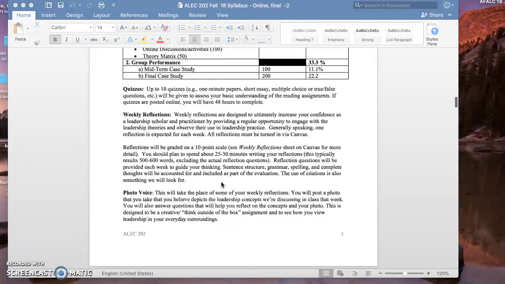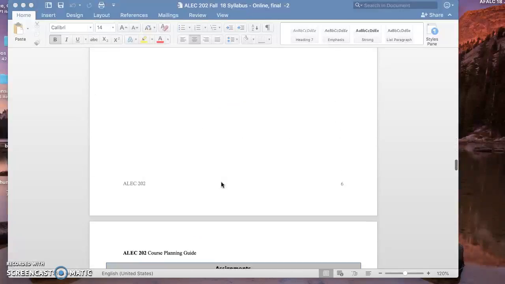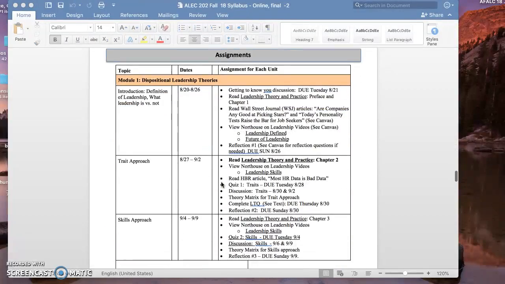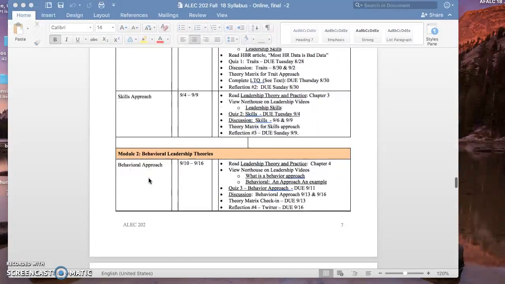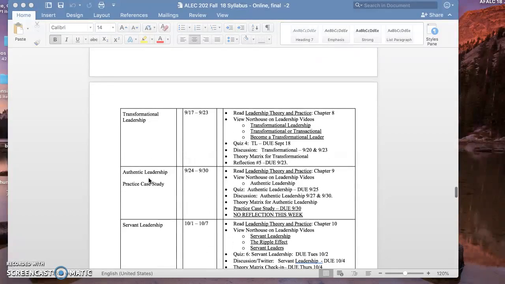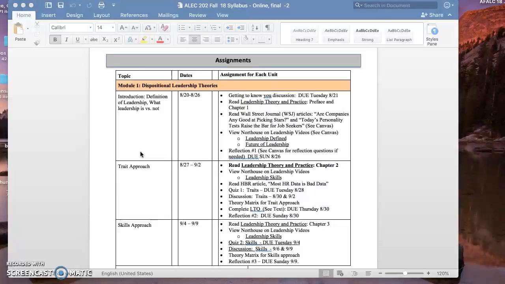So I'm going to scroll down to the schedule so that you can understand the flow of the class. For each week, there is a unit that we cover. So there's an intro unit, and then a trait approach, a skills approach, behavioral approach, transformational leadership, and so on. We cover 1 unit per week.